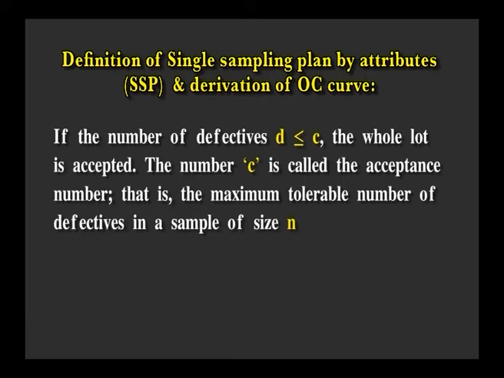The number C is called the acceptance number, that is the maximum tolerable number of defectives in a sample of size n. When the number of defectives is more than C, resulting in the rejection of the whole lot, then the remainder of the lot is inspected 100% and the defectives found are replaced with non-defectives. This procedure is called rejection rectification procedure.